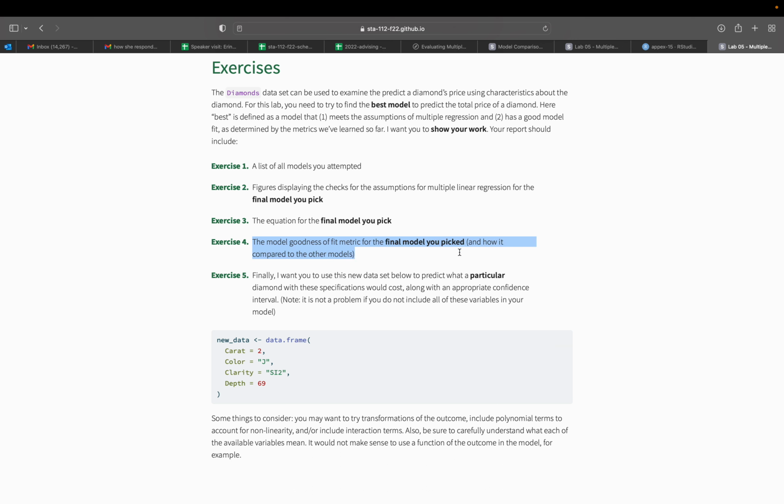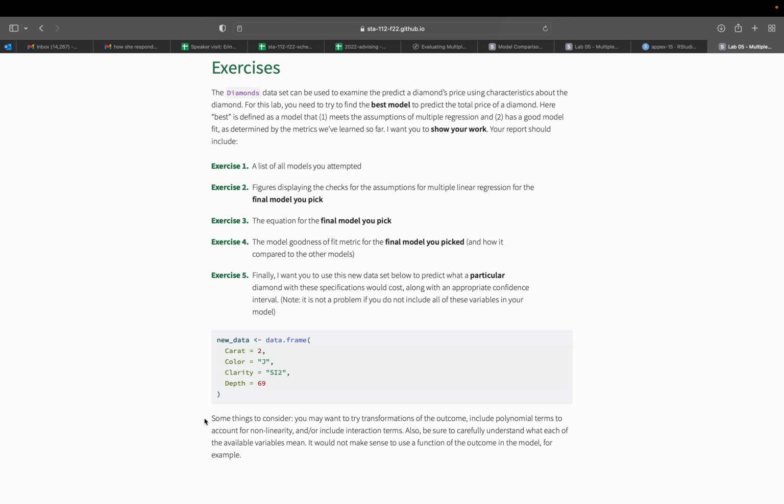And then finally, I want you to use this new data set that I've put here to predict what a particular diamond with these specifications would cost, along with the appropriate confidence interval for that. Note, it's not a problem if you don't include all of these variables that I have in this new data in your model. This is just giving you all of them in case you decide to.